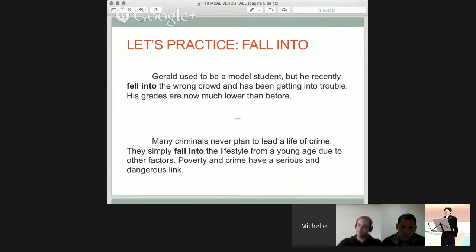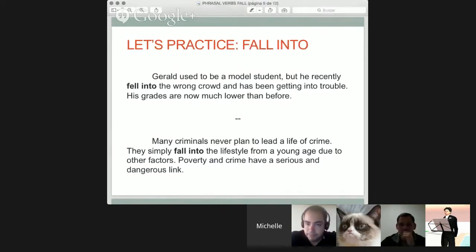Maybe he was attracted to this company, the crowd, and the bad influence. Fell into. Good. So a habit became a bad habit. Exactly, good. So it's a bad habit. So he fell into the wrong crowd.